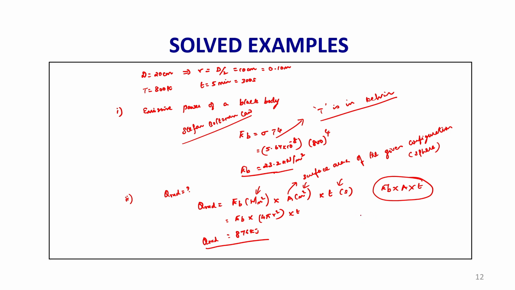So here let me again explain the units. Watts per meter square into meter square into seconds. So, meter square and meter square will get cancelled. So, watts into seconds, watts is joules per second into second. So, joules. So, we get the answer in joules.